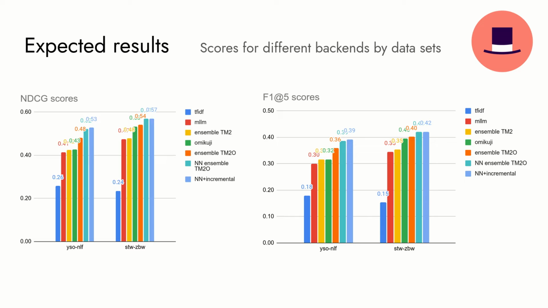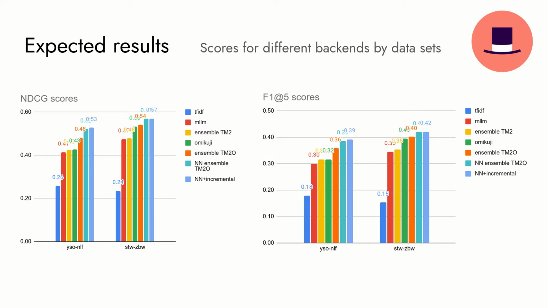Along the way, you should have found out how well each of the models you trained perform in evaluations. Here you can find the expected scores for each of the models, including the ones covered only in optional exercises. On the left side, you can see the NDCG scores for both datasets, and on the right, the F1 scores for the same datasets. As you can see, the shapes of the diagrams are very similar, so both metrics are measuring approximately the same thing.